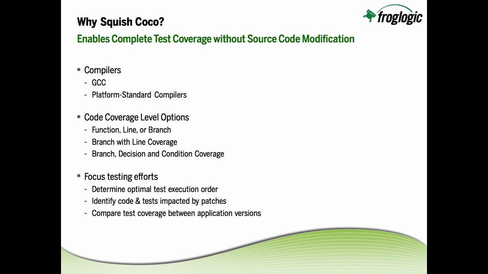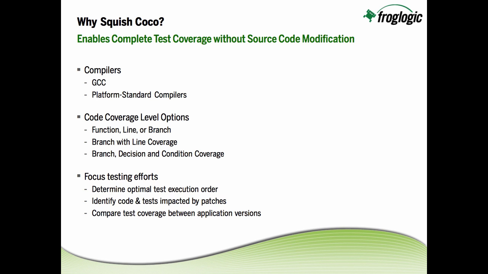Now, when working with Squish Coco, as far as compilers go, it works with GCC and your other platform standard compilers. And then there are a number of different code level options. So, when you look at some coverage tools out there, they may offer line coverage, for example. Well, Squish Coco goes beyond that. We're offering function coverage, line coverage, branch coverage, branch with line coverage, and then one of the ones I like to also demonstrate is the branch decision and condition coverage, showing you the difference in coverage information that it provides.